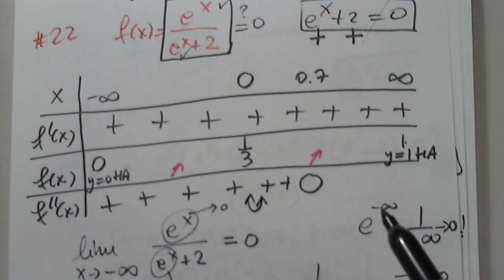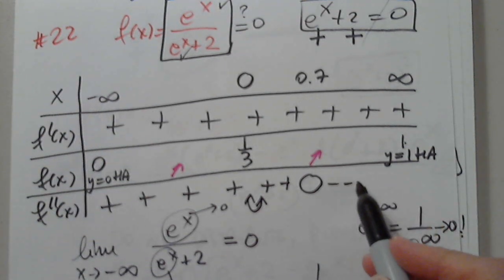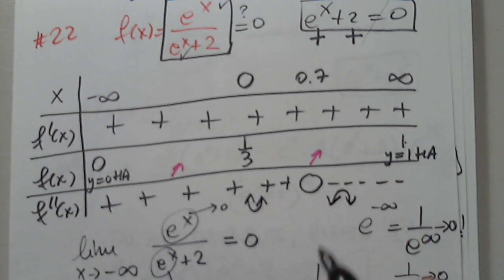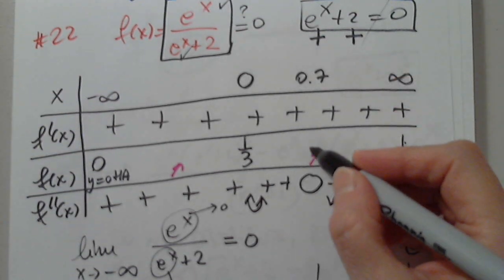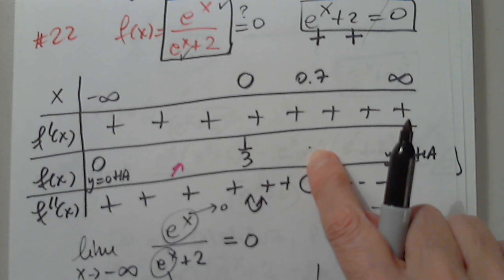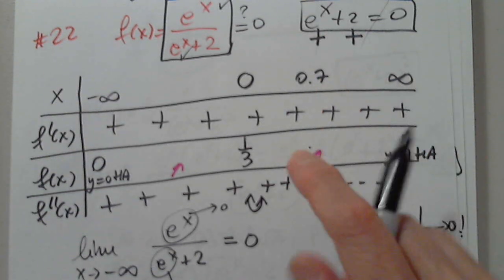Which means it holds water. And afterwards is negative, which means it does not. I have to put in the function 0.7 because I need this point. I need the y value.